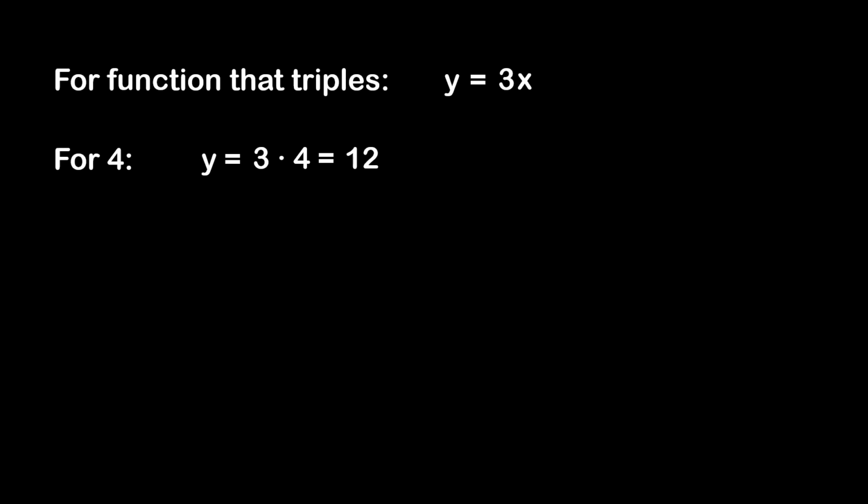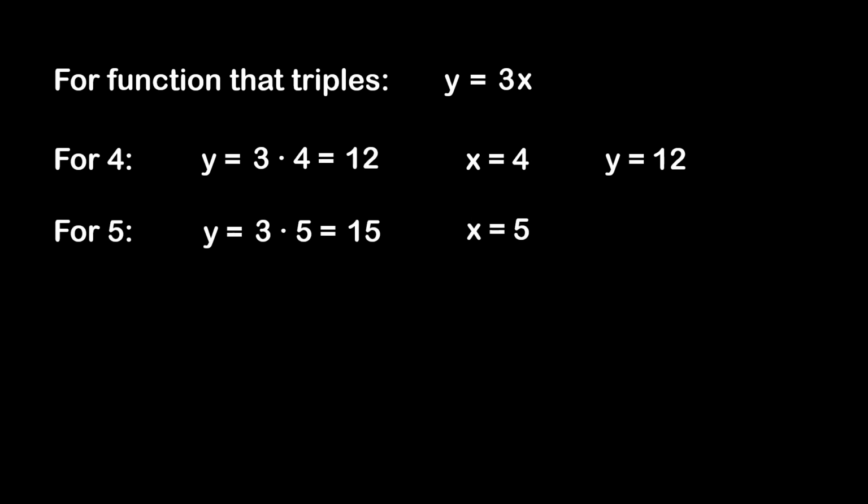Anyways, back to this. So for an input of 4, x is equal to 4, we get an output of 12, y is equal to 12. We're just multiplying by 3. 4 times 3 is 12. Same thing for an input of 5. That would mean x is equal to 5. We'd have y is equal to 3 times 5 is 15. And that would mean that for an input of 5, or x is equal to 5, we get an output of 15, or y is equal to 15.